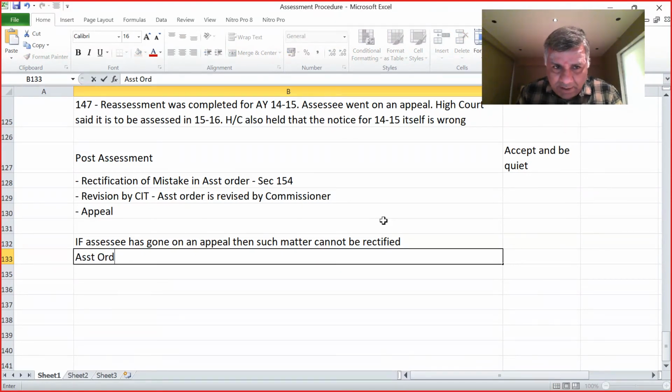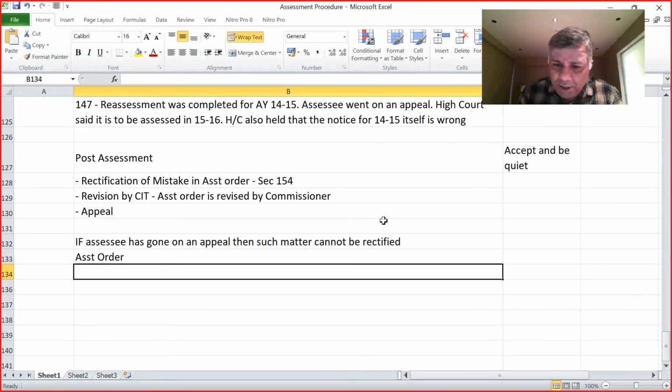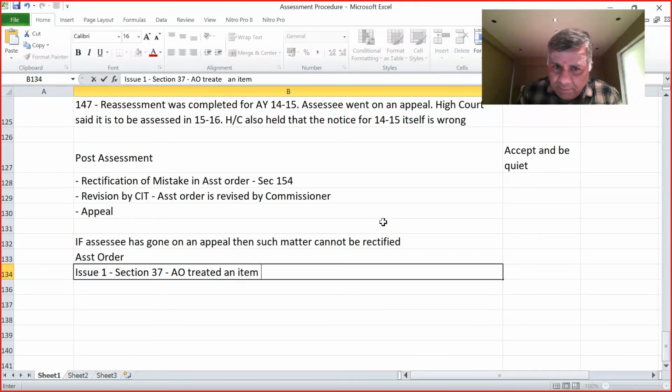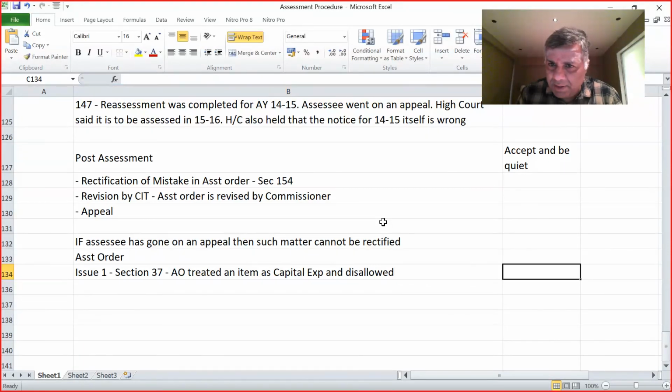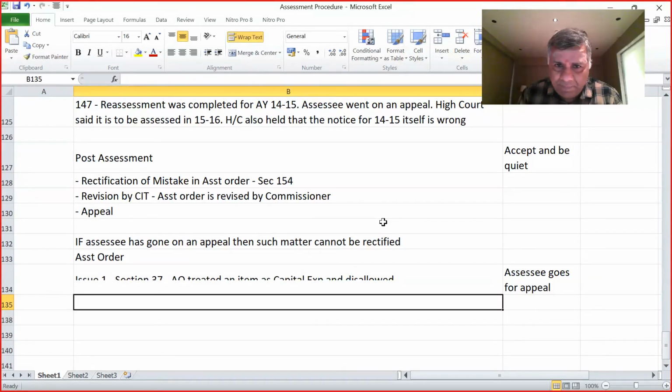So now understand this. Assessment order, issue 1: section 37. The AO treated an item as capital expenditure and disallowed it. The assessee goes for appeal. Okay.